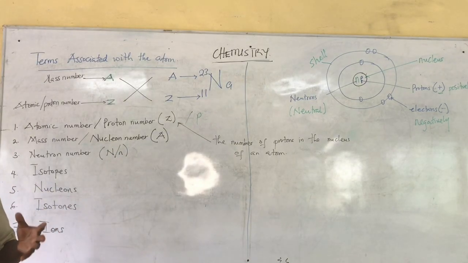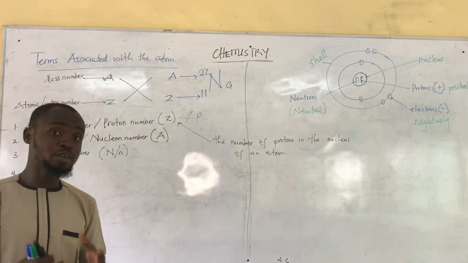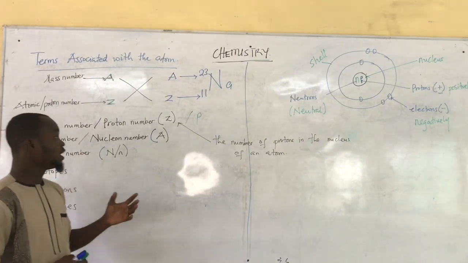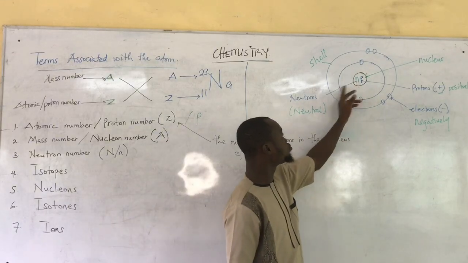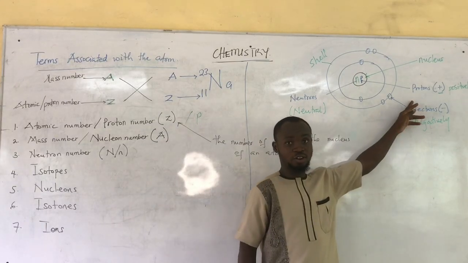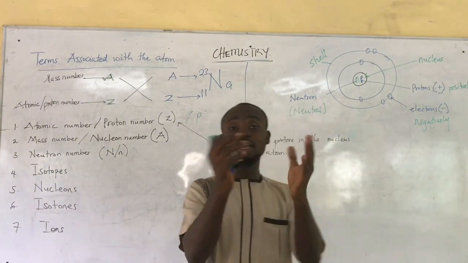Nucleon is a collective name given to the particles that make up the nucleus. And we know that from the diagram I have here, in the nucleus we have the neutrons and the protons. So the nucleus is just the protons and the neutrons in the nucleus of an atom.